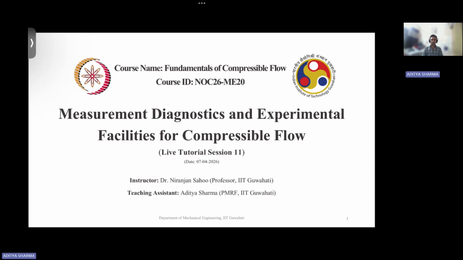It's a 12-week course, and we are into the 11th week of this course. The topic of discussion in this week's content has been measurement diagnostics and experimental facilities for compressible flow. So basically, how we measure properties in our compressible flows and how we analyze it experimentally. That is the focus of discussion in this week's content.